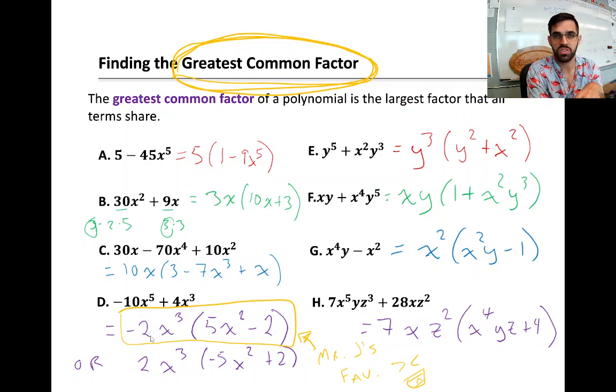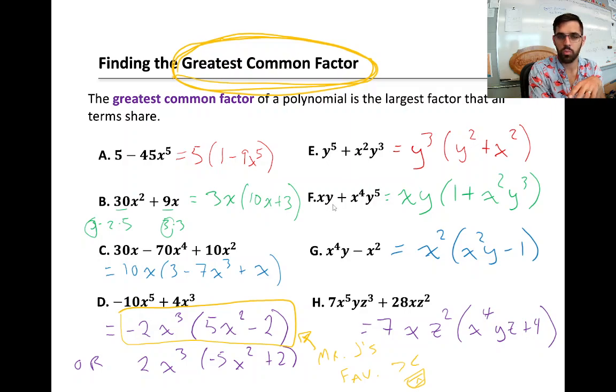So the little child in me wants to pull out a negative as well in order to make it a positive 5 out front. Of course, that makes the plus 2 a negative 2. So I would say the greatest common factor is negative 2x to the power of 3. If you put the second answer, totally fine. I have no issue with that. All right, example E, they have y's in common in each term. So we're going to factor out y to the power of 3.